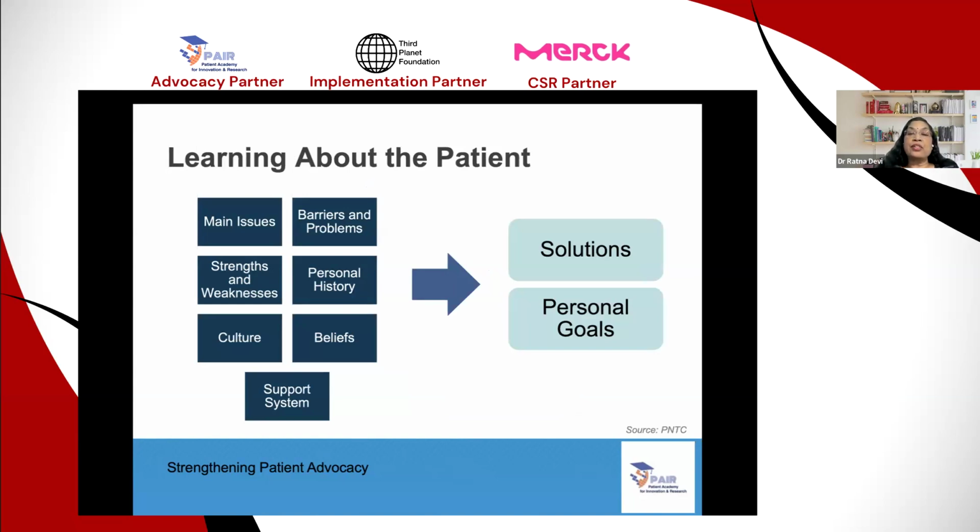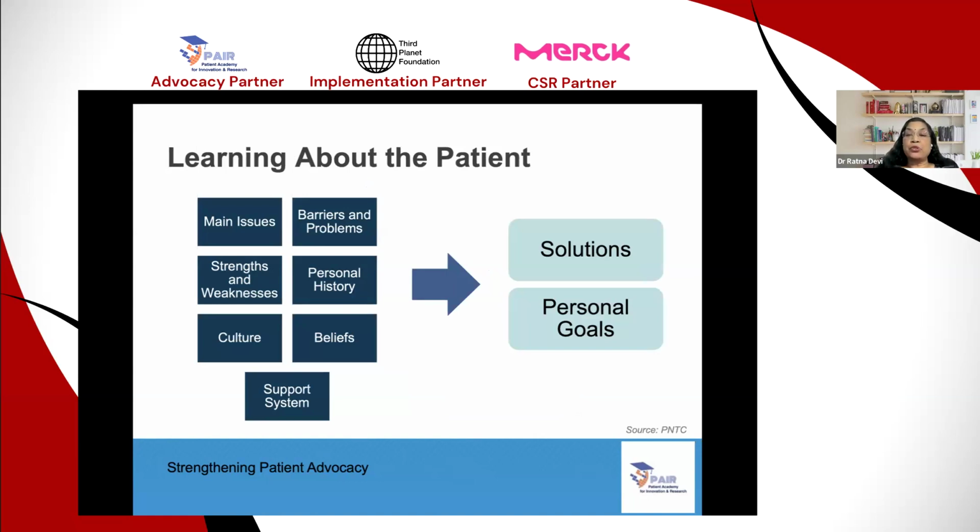So you have to first learn about them. What are their main issues? What are their barriers and problems? What are their strengths and weaknesses? What is their personal history? What kind of cultures do they come from? What kind of belief systems do they have? And what kind of support systems do they have?